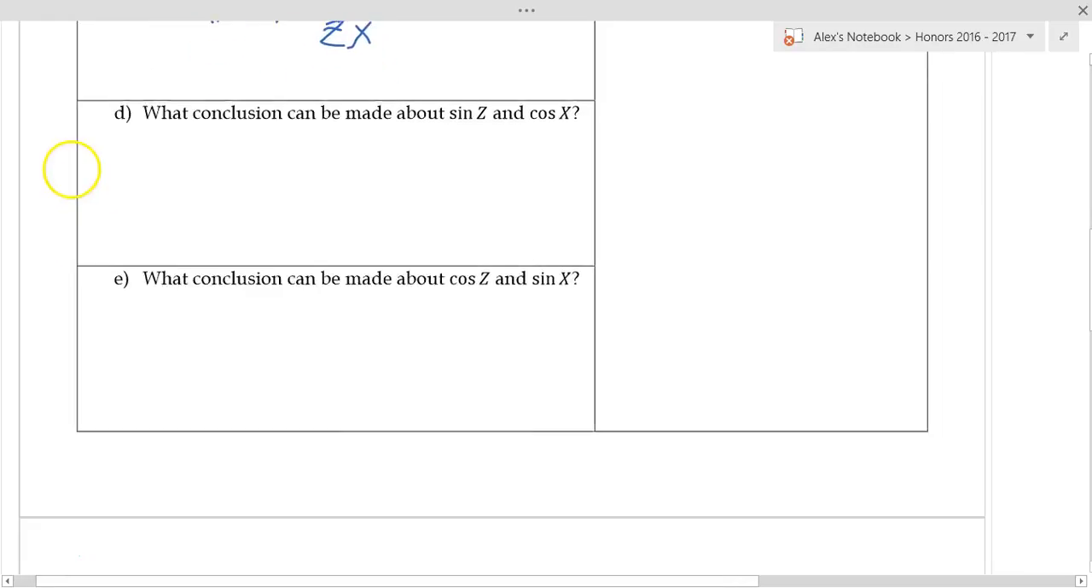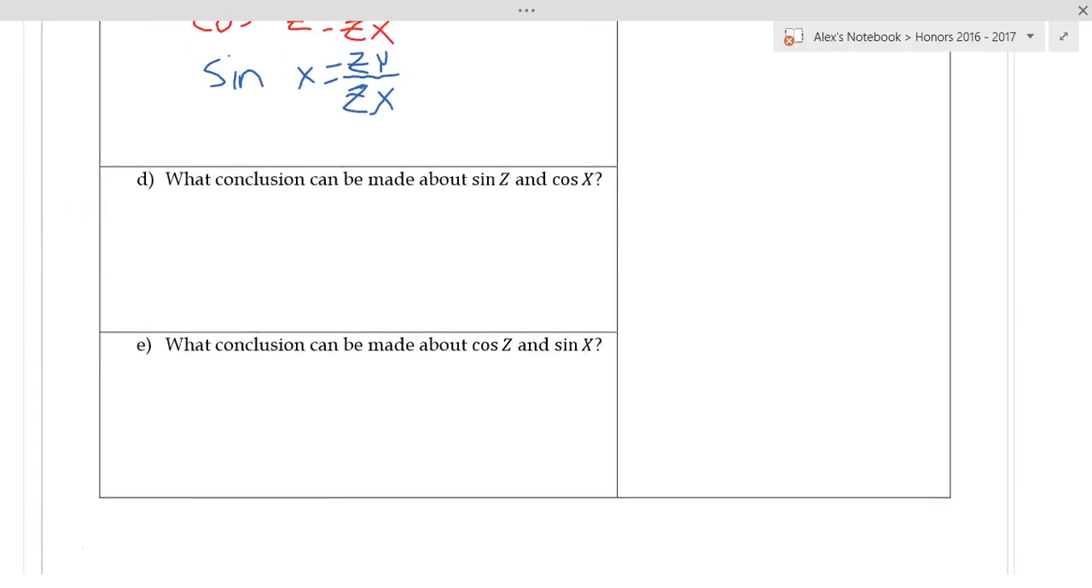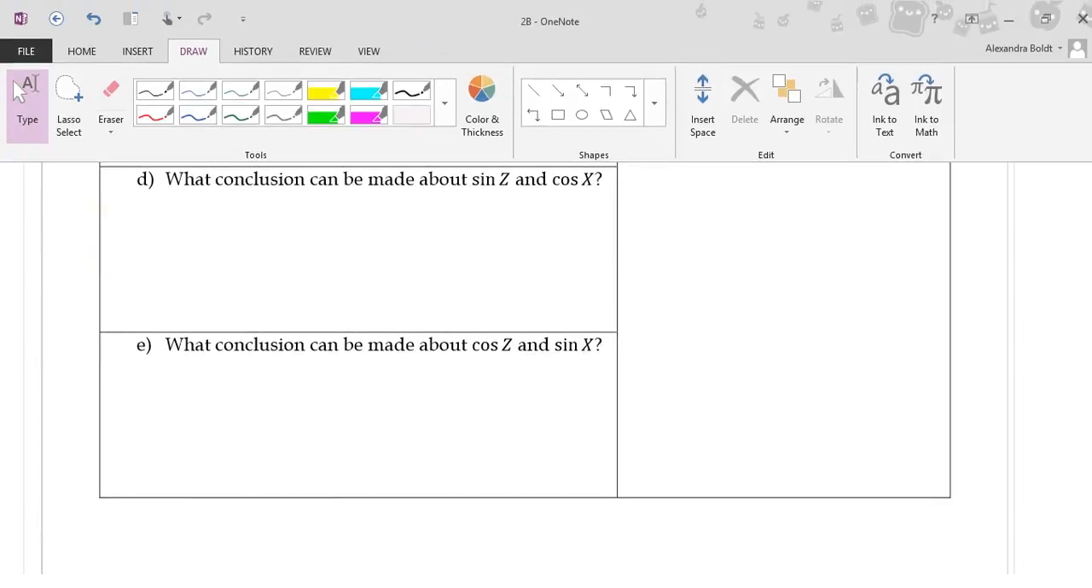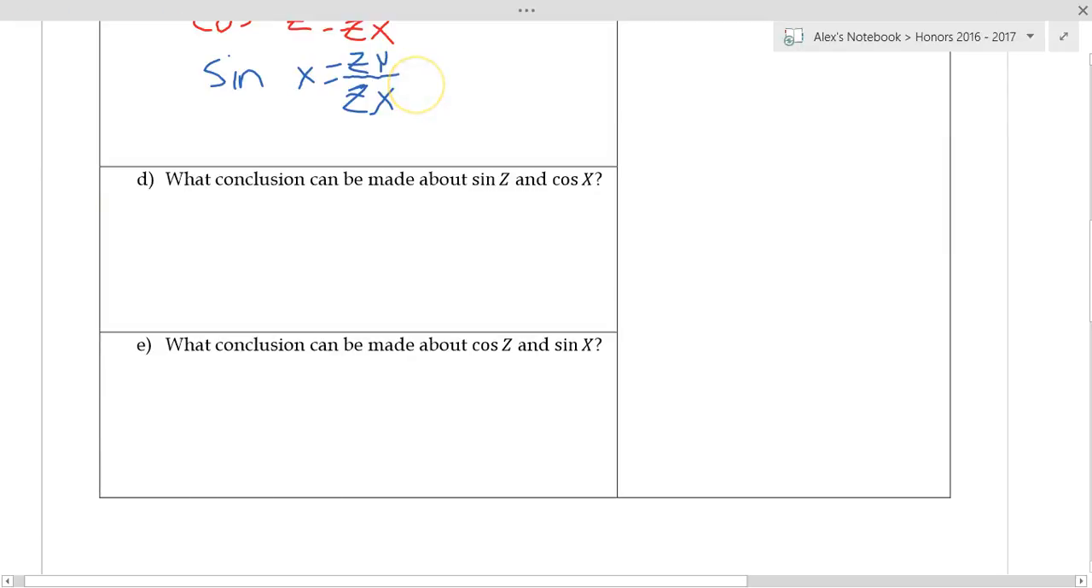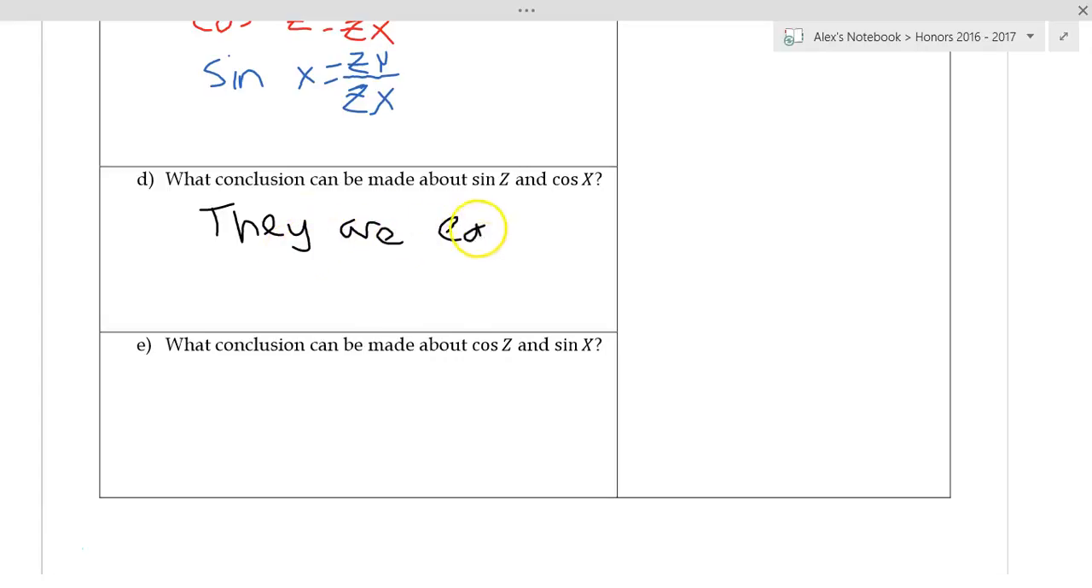And we kind of already made these conclusions. The sine of Z and the cosine of X, they are equal. Same thing with E, the cosine of Z and the sine of X, they are also equal.